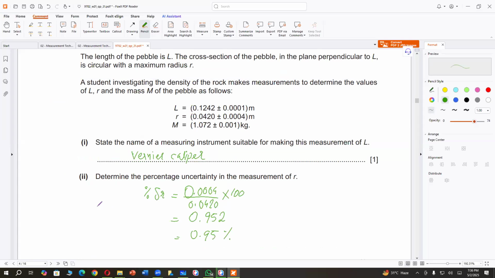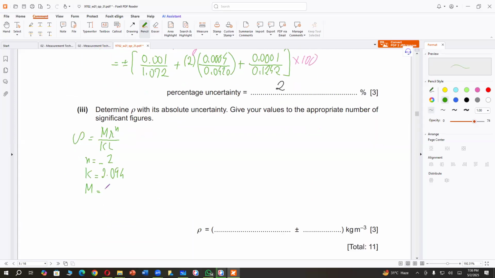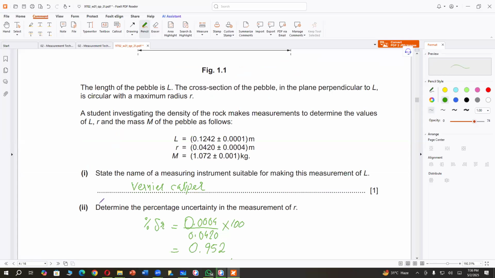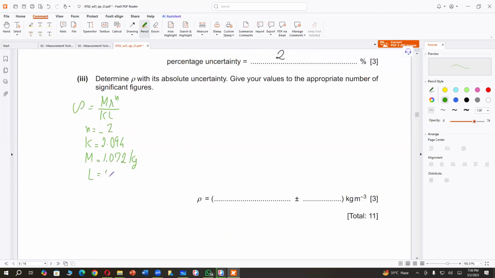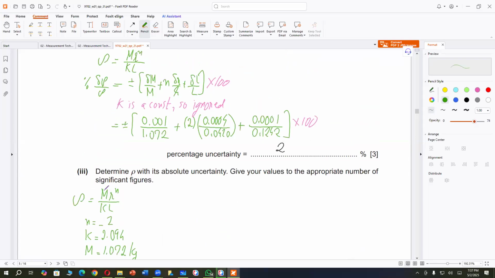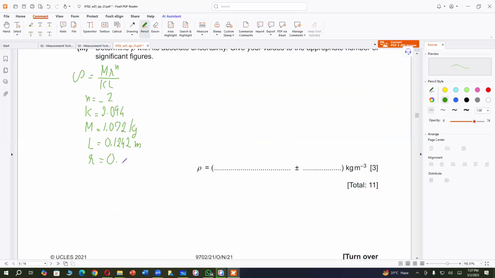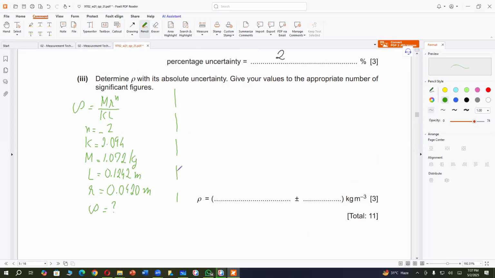I'm finding the actual value of density. Mass is 1.072 kg. What is the value of L? 0.1242 meter. And what is the value of R? 0.0420. I have entered all the values and now you have to do this for me. I have put all the values. So put all the values, put the calculation points.